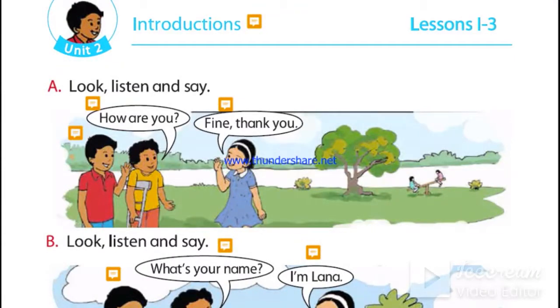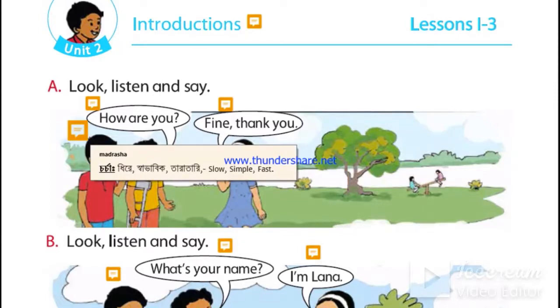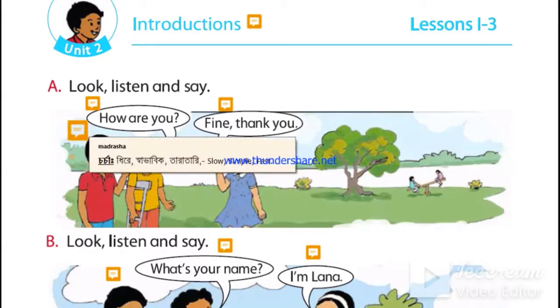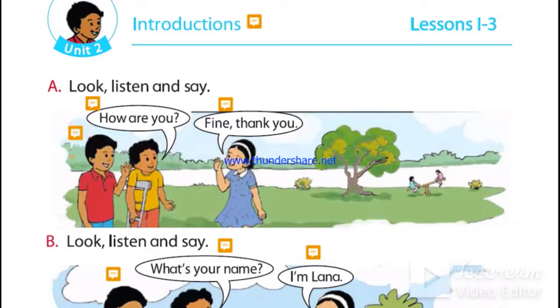Again, we check how do you practice it. There is a dialogue between those students. A number, how are you? How do you practice it? ধীরে, স্বাভাবিক এবং তাড়াতাড়ি. তিন ভাবে আমরা এটাকে চর্চা করার চেষ্টা করব. Slow, simple and fast. Let's check. I hope it will be very useful to you.